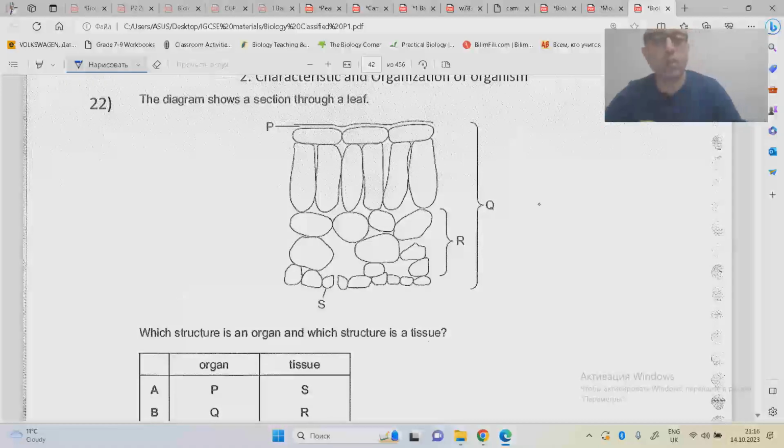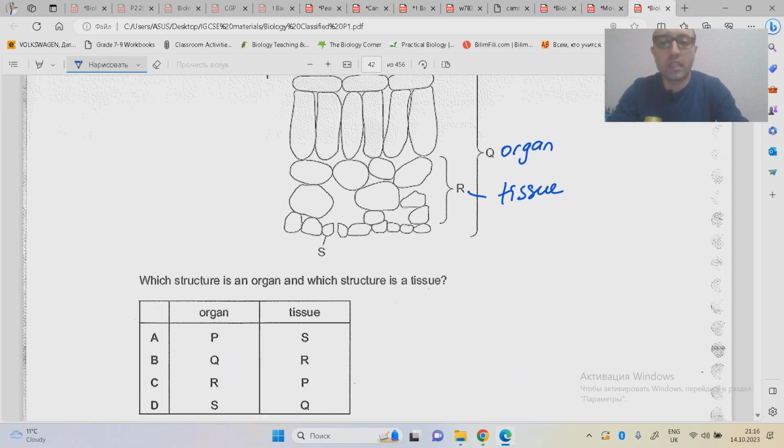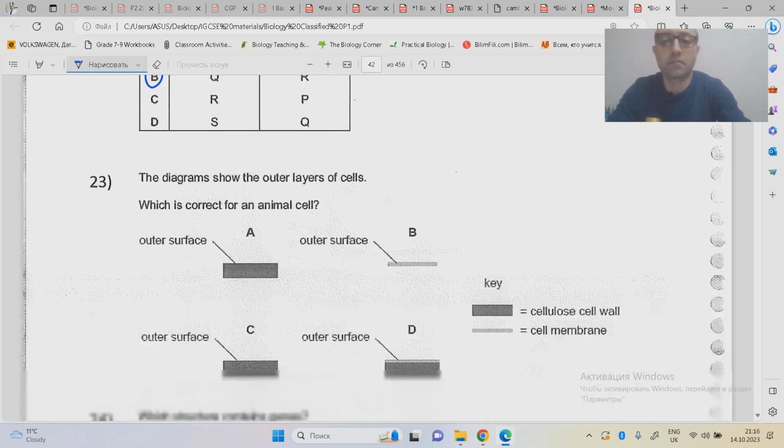Which structure is an organ? The organ in here is Q, because it contains all of them. And which structure is a tissue? The tissue in here is R, because as I said, it's a group of similar cells. So the organ again is Q, and the other one is R. In here, the answer is B.